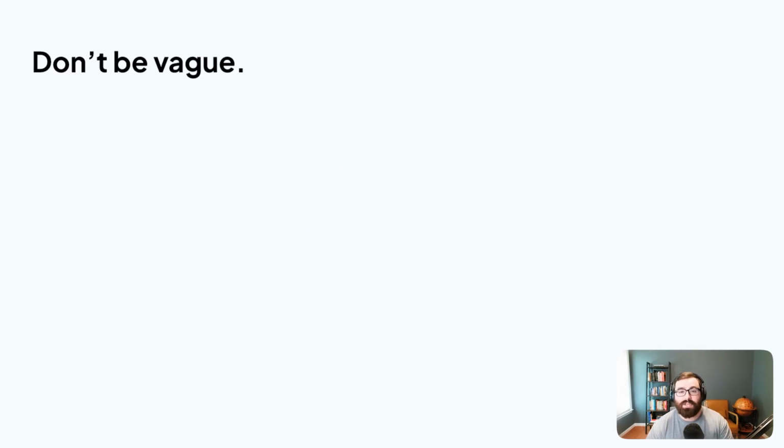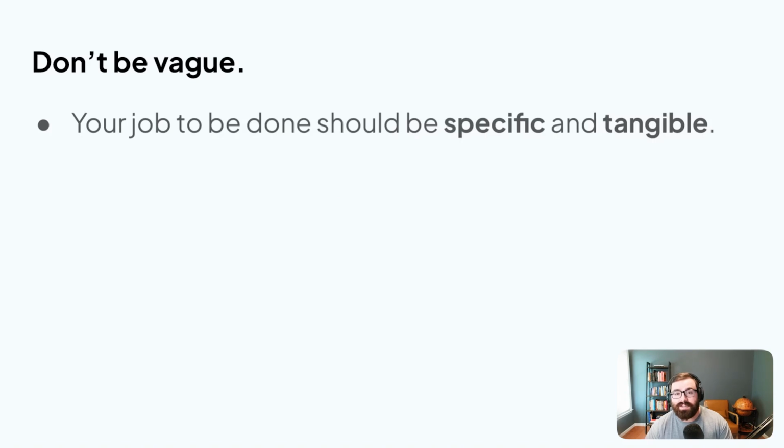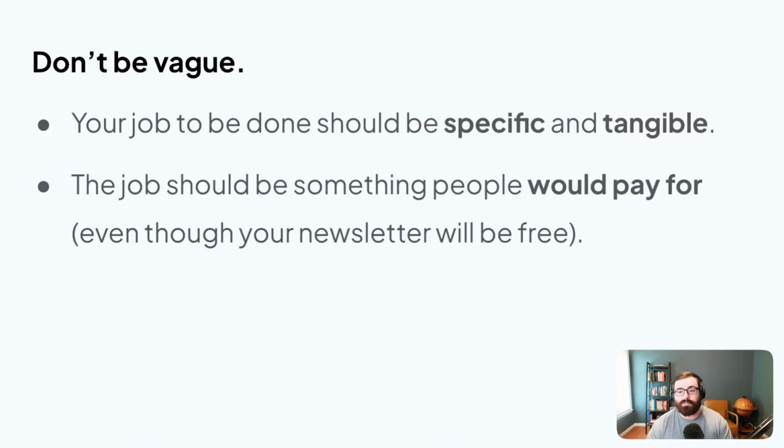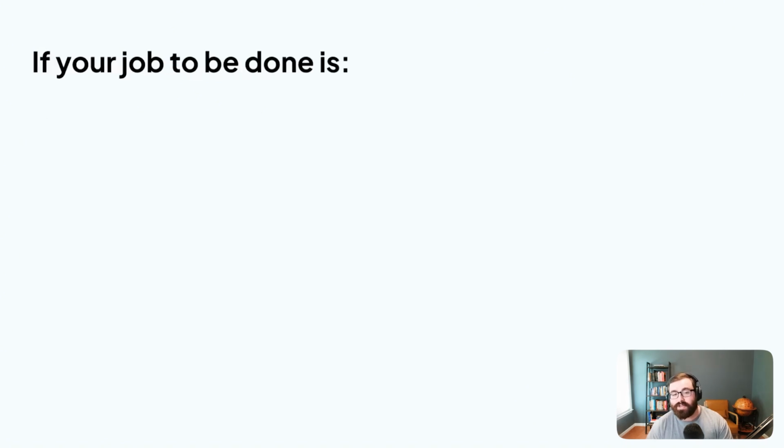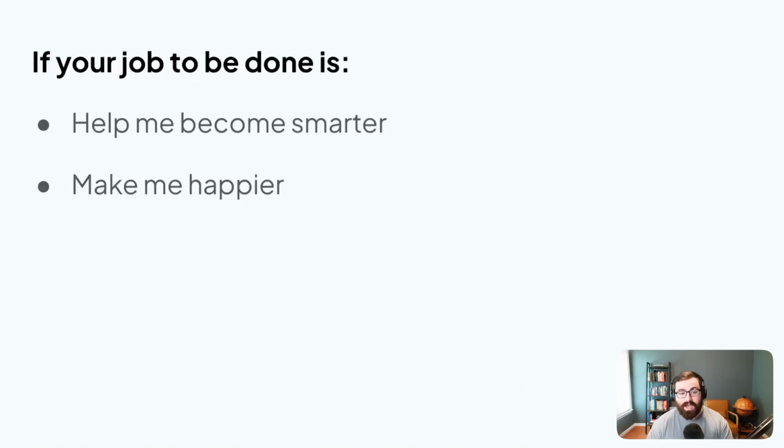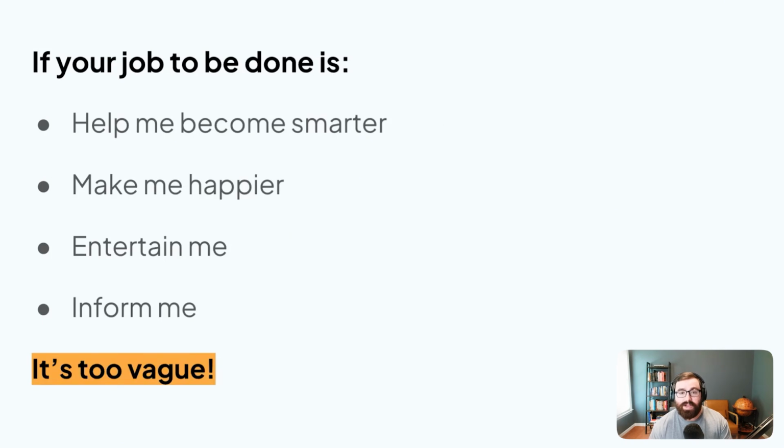Okay. Tip number 3 is that you should not be vague. Your job to be done needs to be specific and tangible. It should be something that people would pay for, even though your newsletter is going to be free. If your job to be done is something like help me become smarter, make me happier, entertain me, inform me, that's way too vague. We need to get more exact and talk about exactly how we're going to help someone reach their goals, fulfill their desires, solve their problems, not some vague promise that you're not really going to deliver anyways.